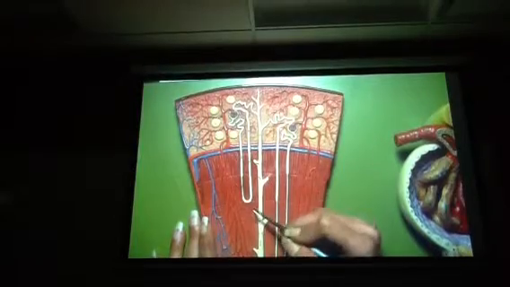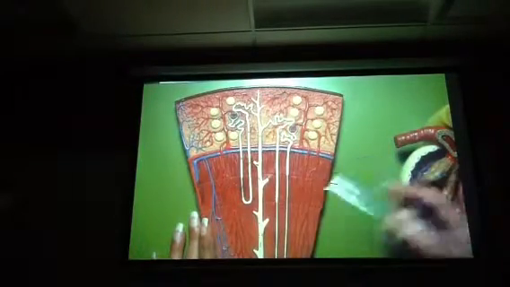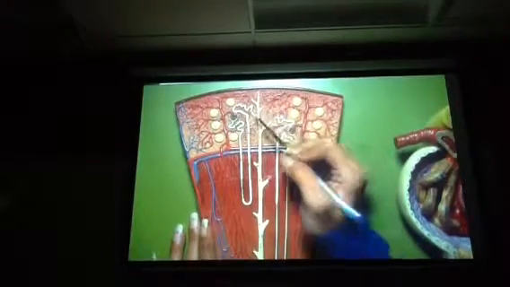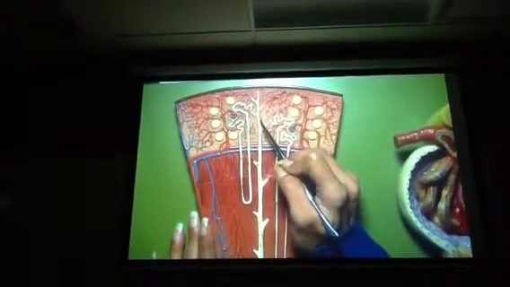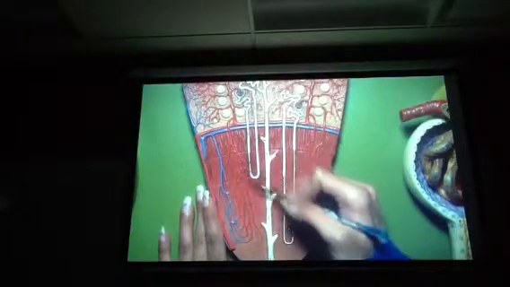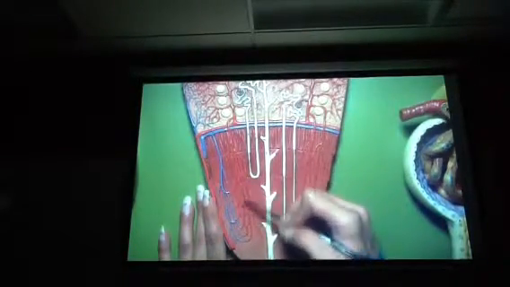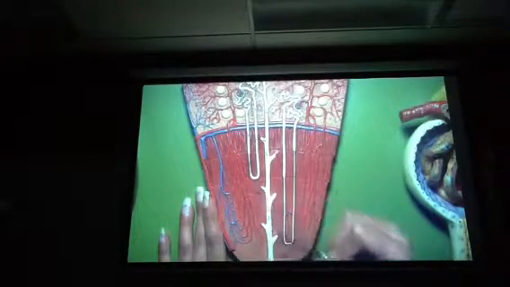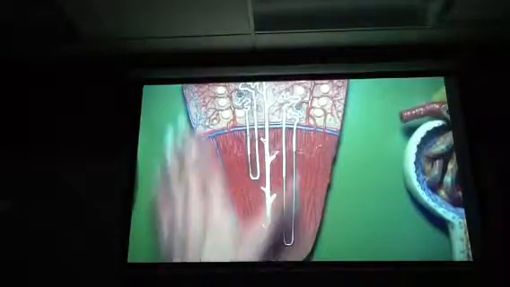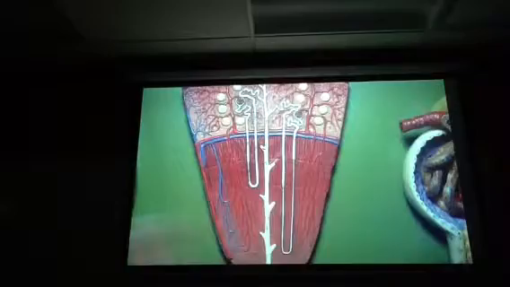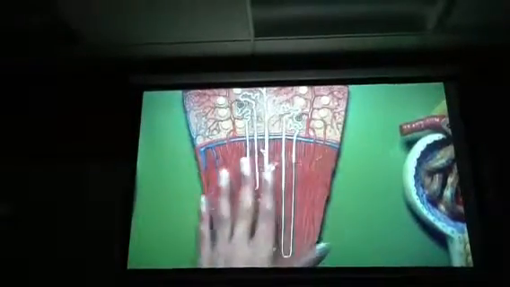So how do we tell the difference between the PCT and the DCT? The PCT is connected to the renal corpuscle. The DCT is connected to the collecting ducts. Does that make sense? Okay, now do you see this vessel here? This is the vasa recta. The vasa recta. Got it? Okay, any questions on this? No.